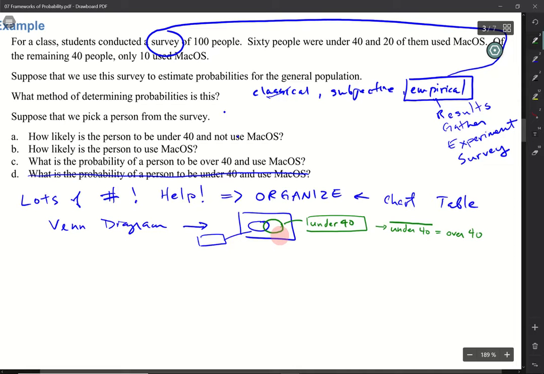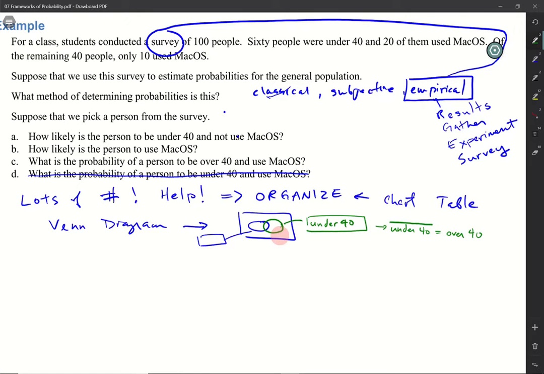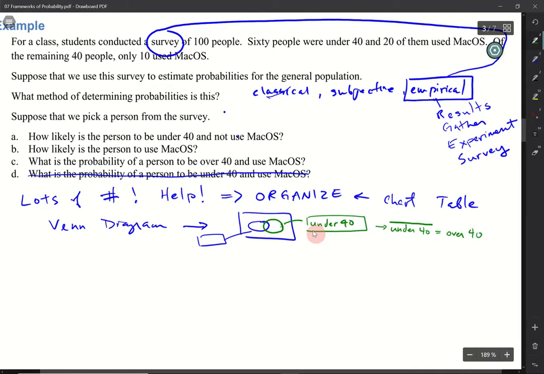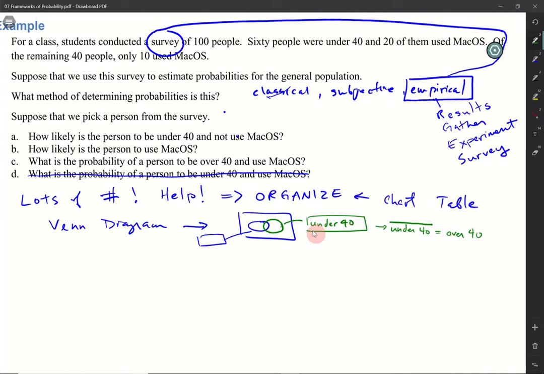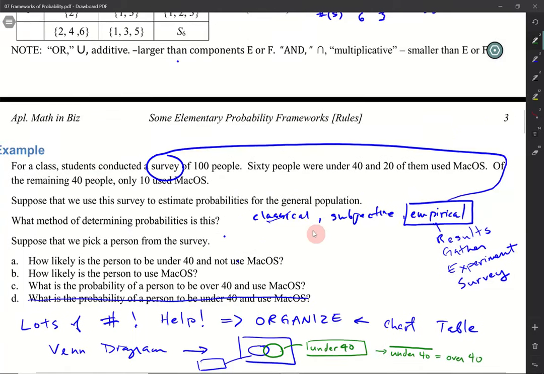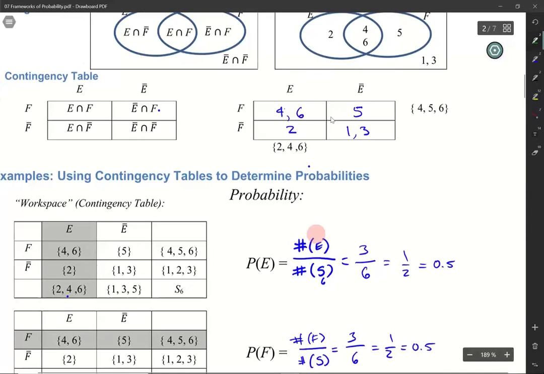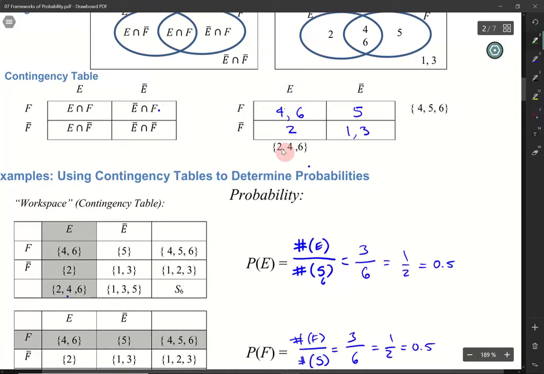Does that make sense? Because when we think about what's in under 40, we kind of automatically get what's outside of under 40. We kind of get what's over. So if we pick one of the categories, we get the other one. It's kind of like if you pick an E and put things in E, then the stuff that's not in E is outside of it.